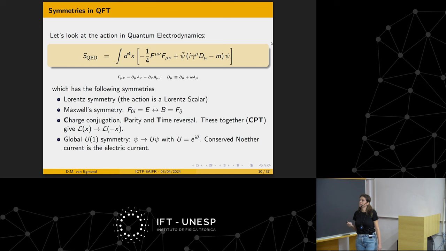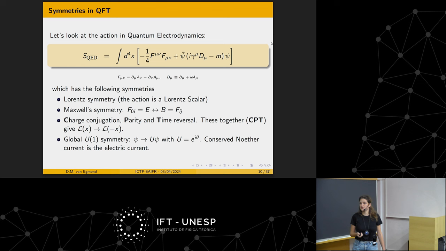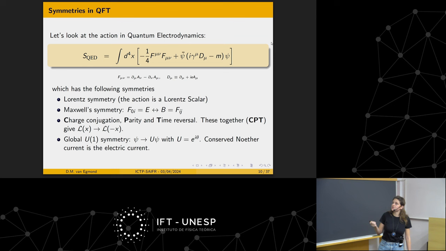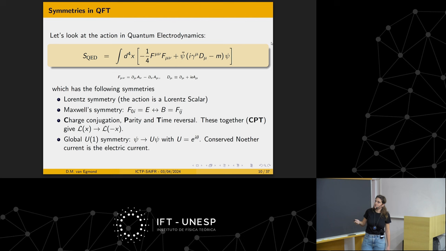Anyway, there should be this original Maxwell symmetry between the E field and the B field. Then there are three symmetries which are called charge conjugation, parity, and time reversal. I will not go into them each separately, but together, simultaneously, they play an important role, and together they would give that the Lagrangian of x goes to the Lagrangian of minus x. You can see that if this is your Lagrangian, this wouldn't matter because you have this integral over x, which makes the integral over L of x and L of minus x the same action. So this is also a symmetry of your model.